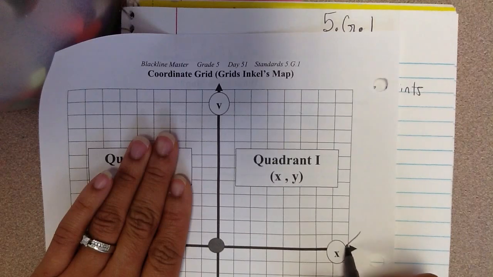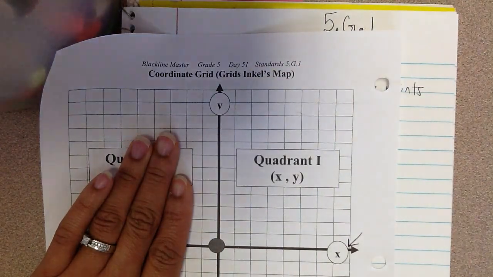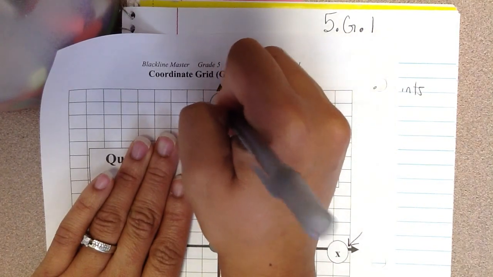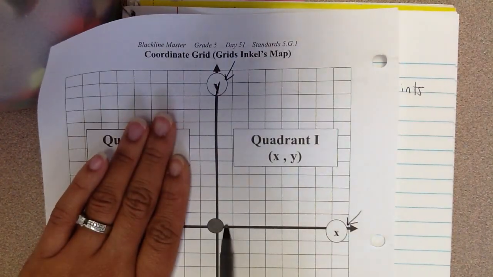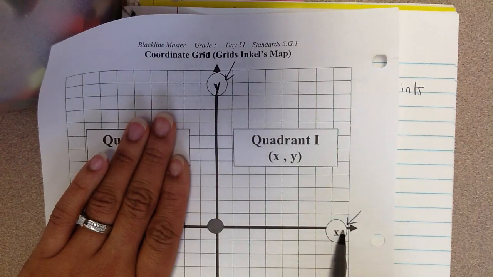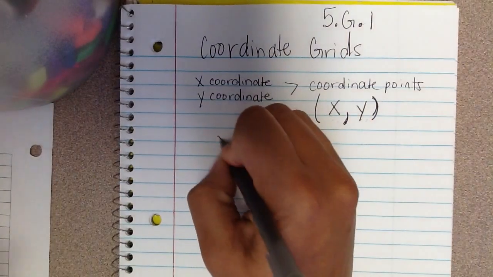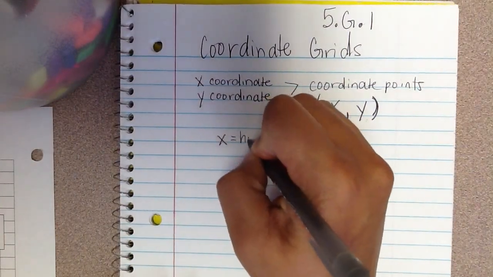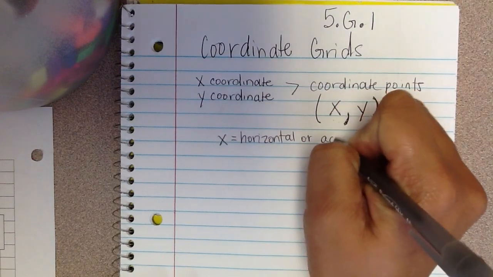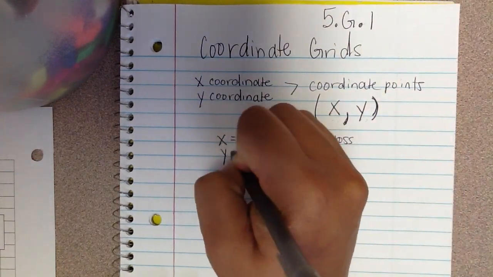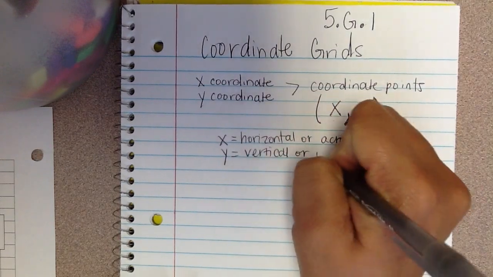X, you can see, is right here on your coordinate grid, and you have Y. This should be a Y. It looks more like a V, but you have Y right here. So X coordinate is the number that it goes across, and your Y coordinate is the number that it goes up, okay? So X equals horizontal or across, Y equals vertical or up and down.